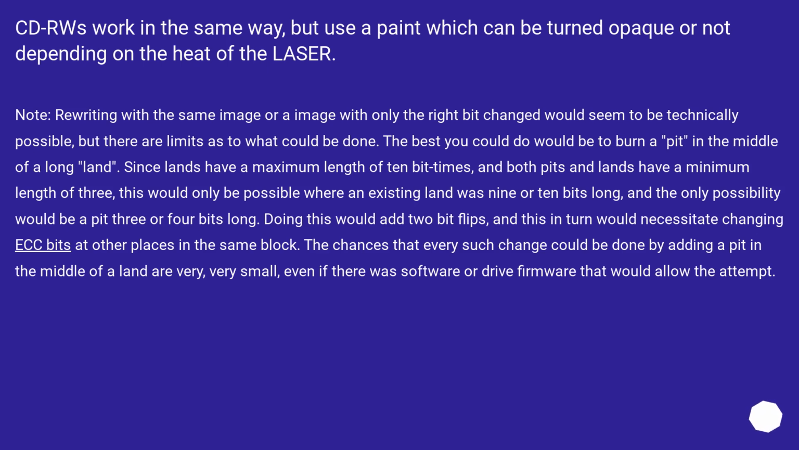Since lands have a maximum length of 10 bit times, and both pits and lands have a minimum length of 3, this would only be possible where an existing land was 9 or 10 bits long, and the only possibility would be a pit 3 or 4 bits long. Doing this would add 2-bit flips, and this in turn would necessitate changing ECC bits at other places in the same block. The chances that every such change could be done by adding a pit in the middle of a land are very, very small, even if there was software or drive firmware that would allow the attempt.